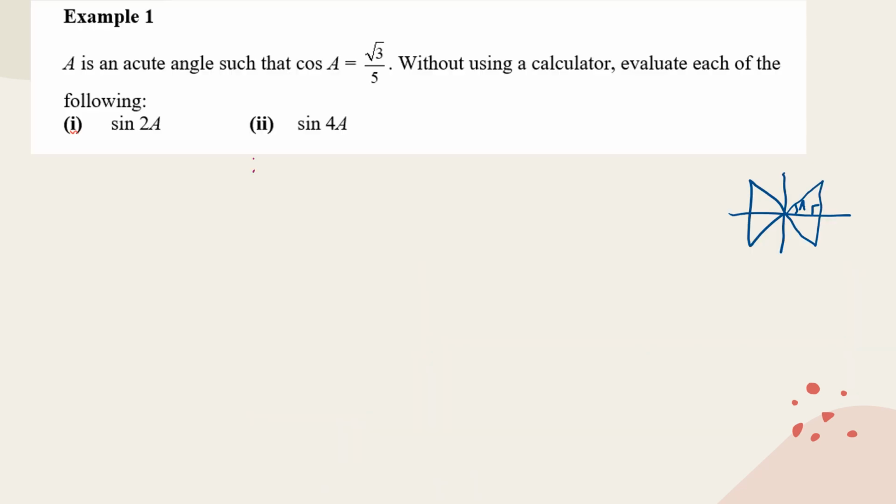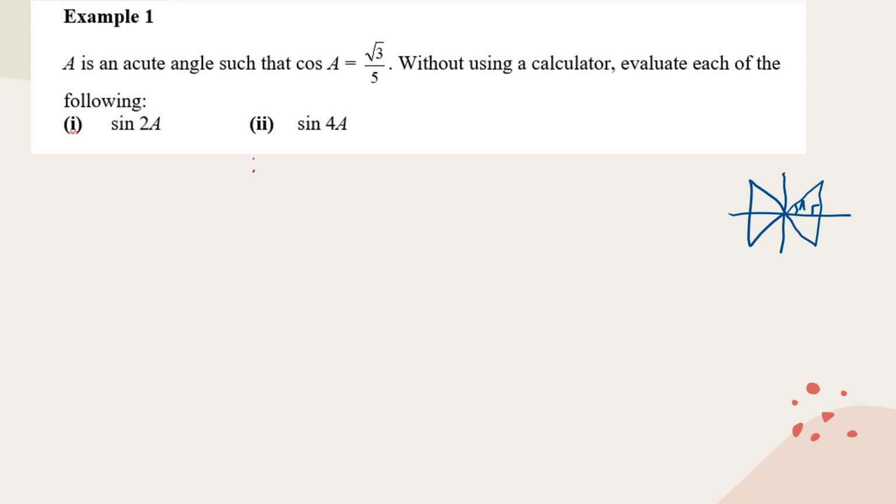All right, let's put our knowledge into practice. Let's look at example 1. We are given that A is an acute angle. Acute angle meaning A is between 0 degrees and 90 degrees. And the ratio for cosine A is square root 3 over 5. Without using a calculator, meaning you're not expected to find the value of A. You're not expected to do cosine inverse square root 3 over 5. And you're asked to evaluate the following. Find the values of sine 2A and also sine 4A.